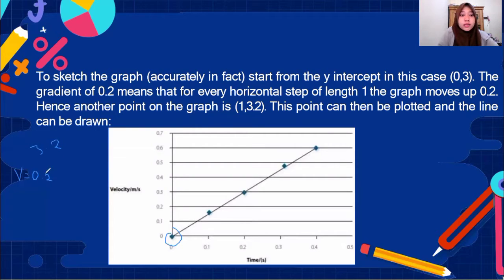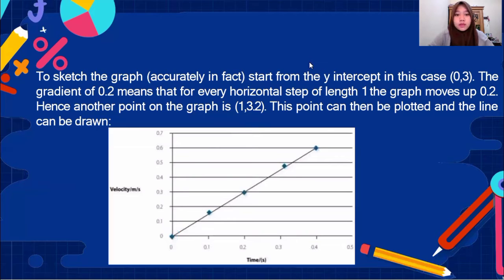Oh, where the t is 1. Yes, the t is 1. So 0.2 is multiplied by 1, and plus 3 here. And the result is 0.2 plus 3. So the value of v is 3.2. So here we got this point.